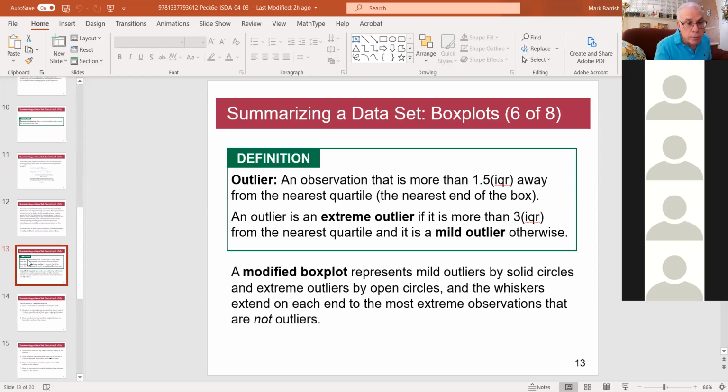Now, a modified box plot is sometimes used, and a modified box plot is like a regular box plot, except in addition to drawing it the way we've done, we want to represent any outliers by circles, either filled in or open. All right, now here is how you determine an outlier, this formula right here.